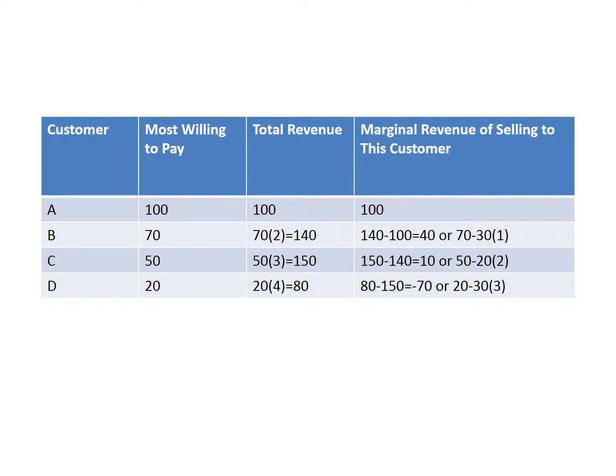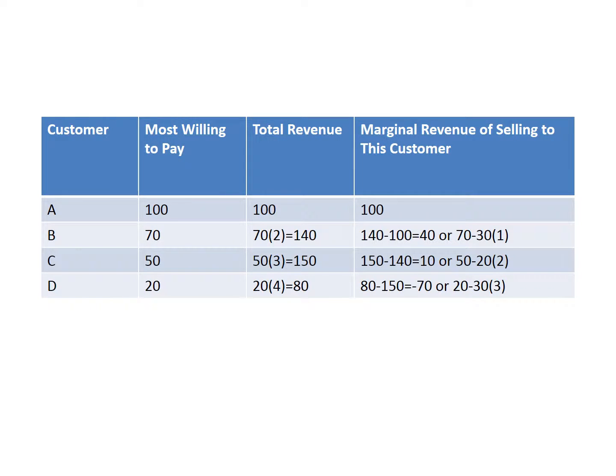Now what if you sell to customer D? Customer D is only willing to pay $20. So if you're going to sell to 4 people in this example, you've got to charge a price of only $20. That means you're bringing in total revenue of $80. Well, now you've got a negative marginal revenue, because when you're selling to 3 people, you're bringing in $150. Now you're selling to 4 people, you're bringing in only $80. So that means you're losing $70.